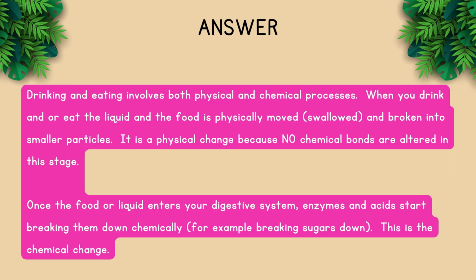And finally, drinking and eating involves both physical and chemical processes. When you drink and or eat, the liquid and the food is physically moved or swallowed and broken into smaller particles. It is a physical change because no chemical bonds are altered in this stage. Once the food or liquid enters your digestive system, enzymes and acids start breaking them down chemically. For example, breaking sugars down. This is the chemical change.